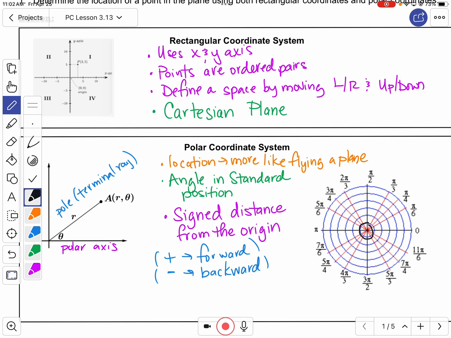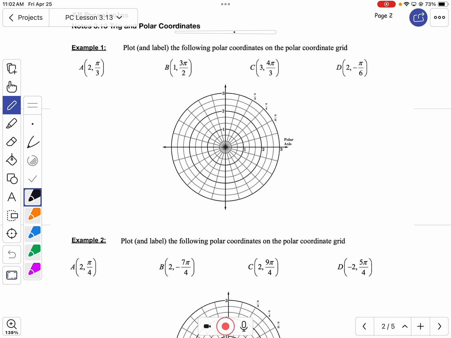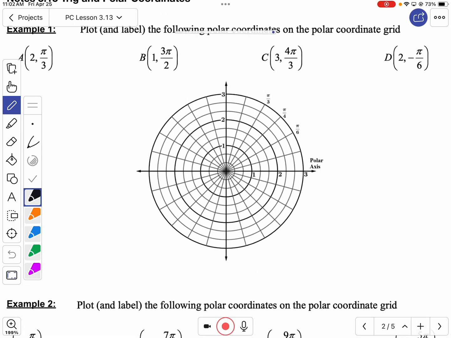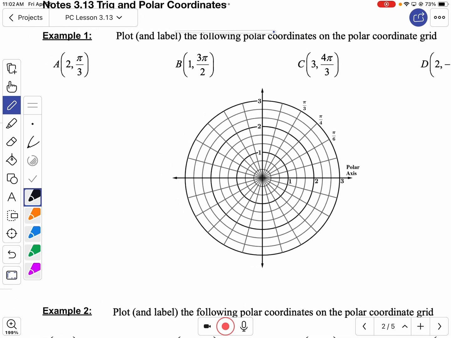Just a different looking piece of graph paper. So let's talk about how we're going to graph. Here's a polar axis, and some points. Now, our points are always listed like this.